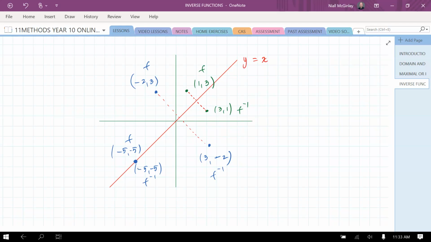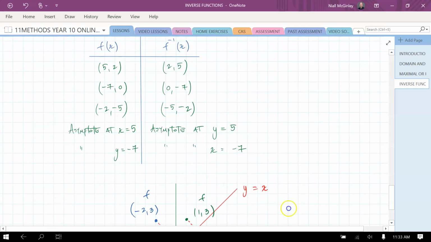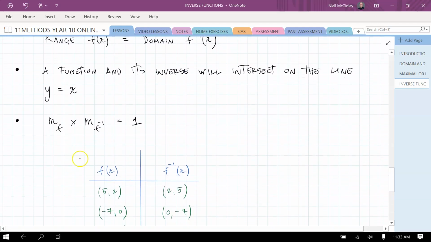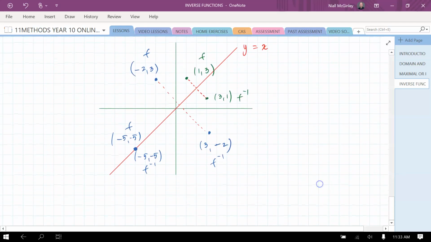This is why we had this last piece of information before, that the function and its inverse will intersect on the line y equals x. This is the only point where the coordinates are the same in both the function and its inverse. So therefore, when we find the point of intersection, we always know that it's always going to lie on the line y equals x.